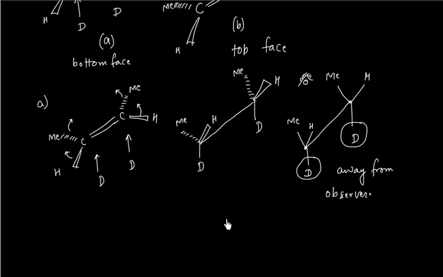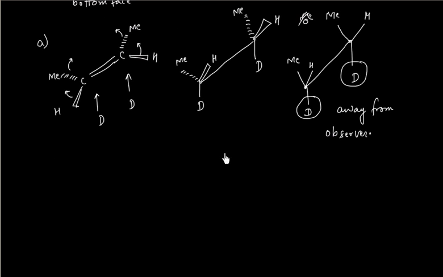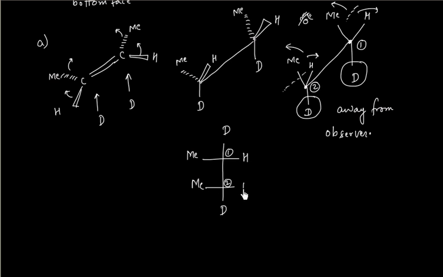So this means in the Fischer projection formula, these two atoms will go on the vertical line. So this is carbon 1, this is carbon 2. So on carbon 1 we have deuterium on the vertical line, on carbon 2 we have deuterium on the vertical line. On carbon 1, left side we have methyl, right side we have hydrogen. This is my bisecting plane. This is left side, this is right side. So on carbon 1 we have methyl on the left side, hydrogen on the right side, and on carbon 2 methyl on the left side, hydrogen on the right side.